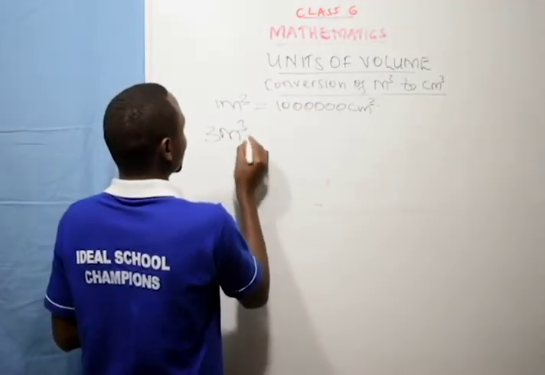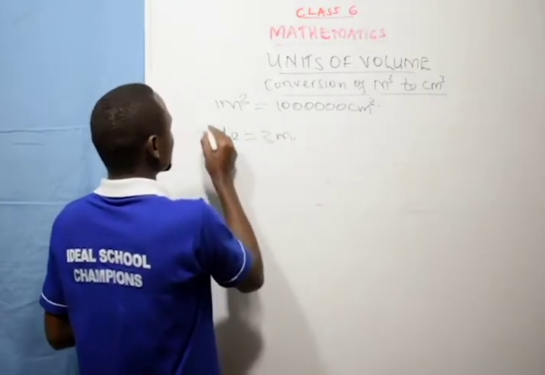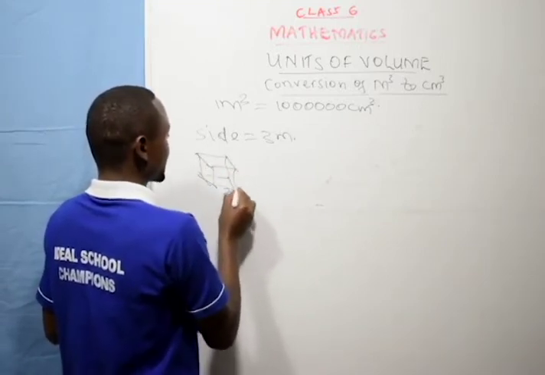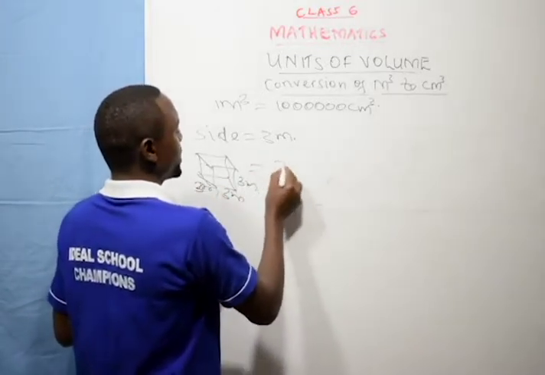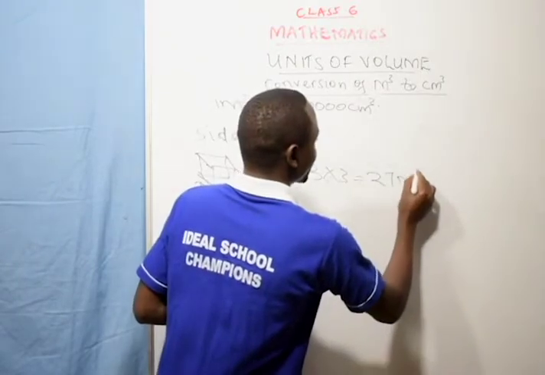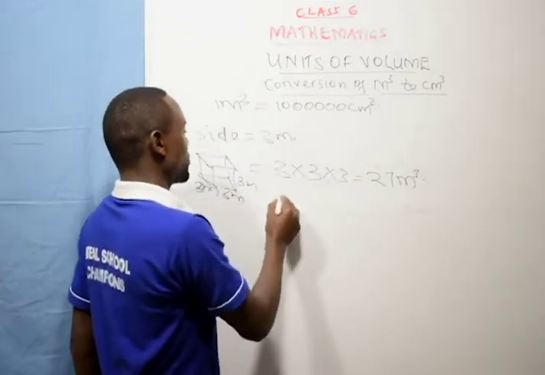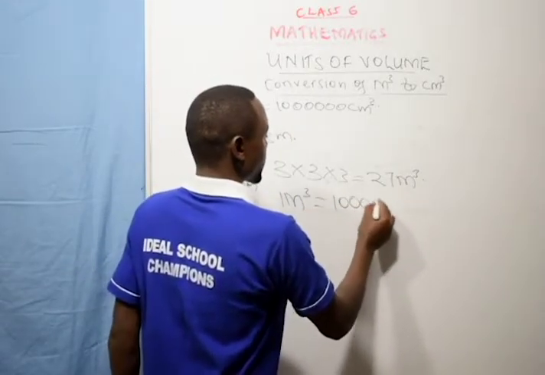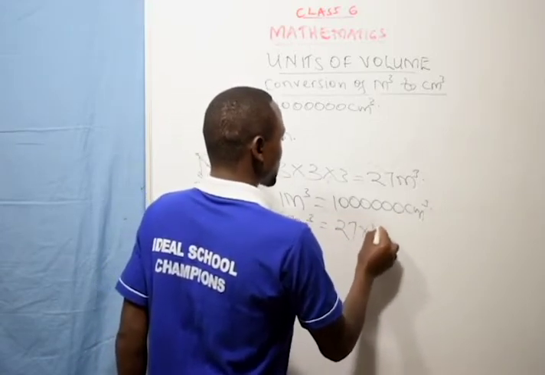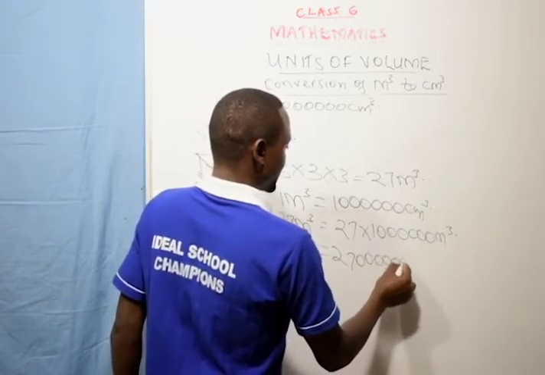So suppose you are told to give the volume of a cube which has a side of 3 meters. The volume of this cube, which has a side of 3 meters by 3 meters by 3 meters, will be 3 times 3 times 3, because it is side times side times side, which is 27 cubic meters. So what is now the volume of this cube in cubic centimeters? Remember we said that 1 cubic meter is equivalent to 1 million cubic centimeters. So that means 27 cubic meters will be the same as 27 times 1 million cubic centimeters, which is 27 million cubic centimeters.